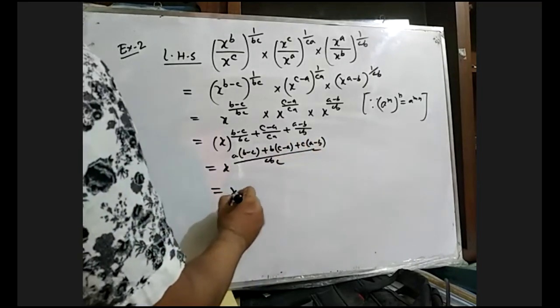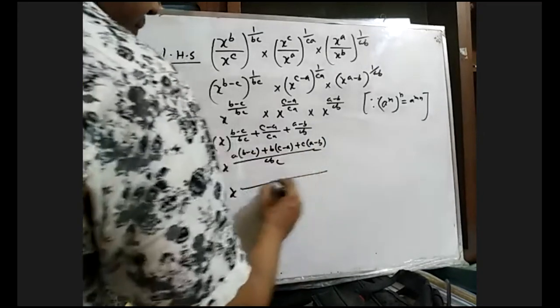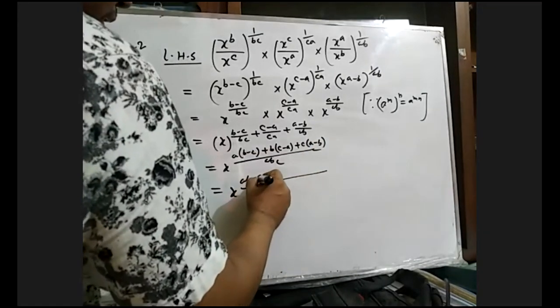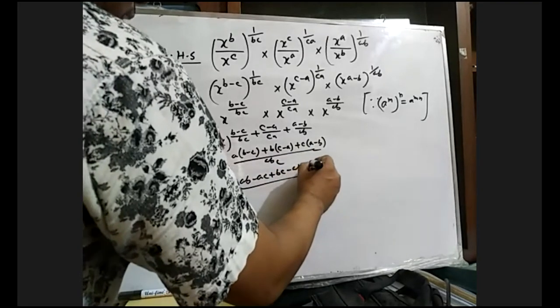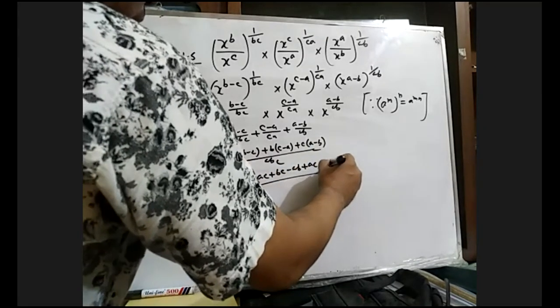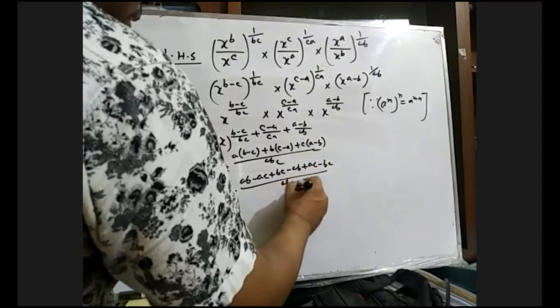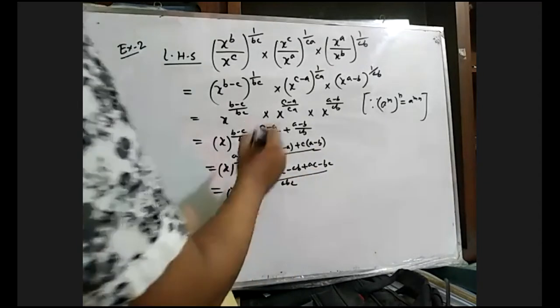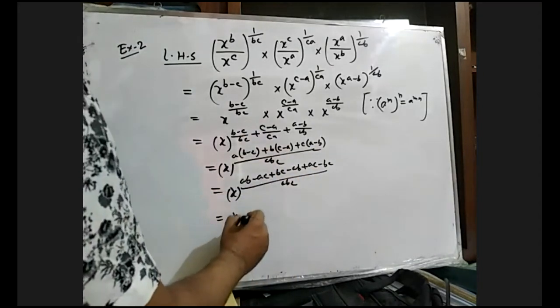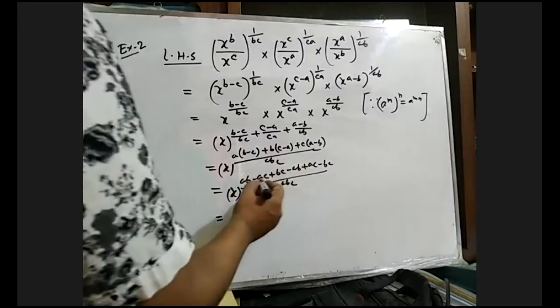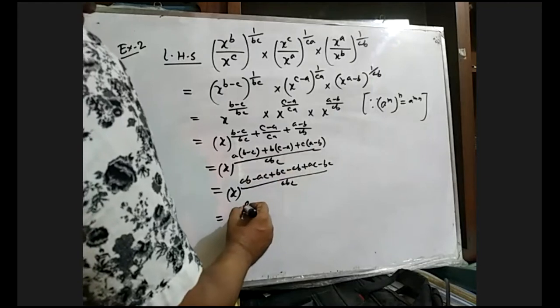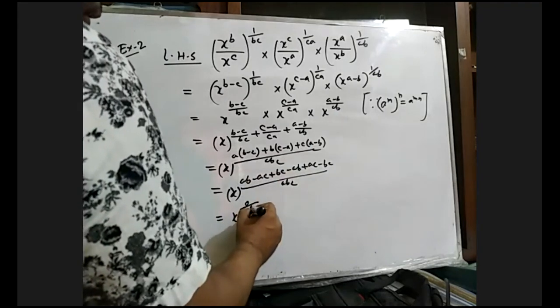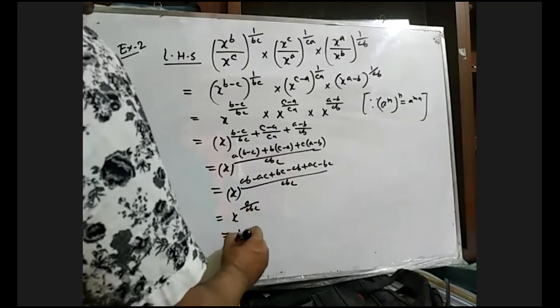So this equals, we can write, ab minus ac plus bc minus ab plus ac minus bc divided by what? abc. And this will be the whole power. So x to the power, and ab will be cancelled, ac will be cancelled, bc will be cancelled. 0 divided by abc. So x to the power 0.